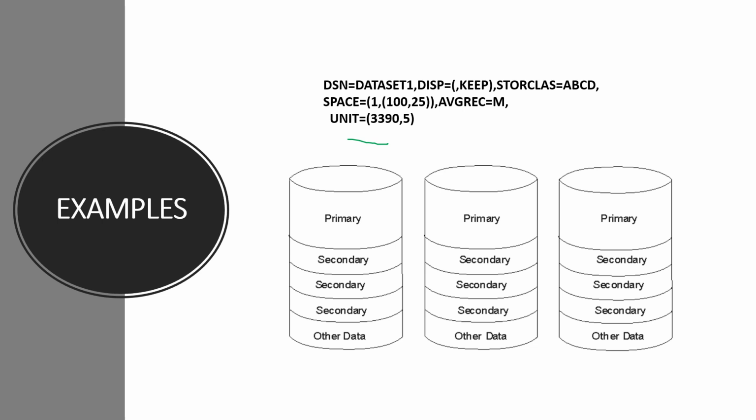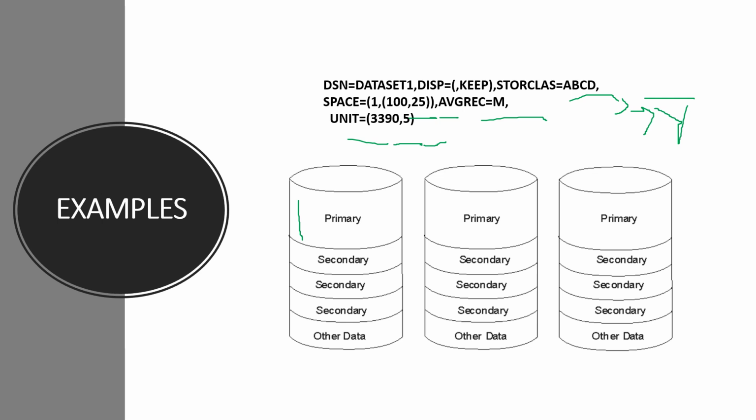In this example, as I told you, you need 3390 type of disk, you need 5 volumes, and I have given the average record unit as M, which says MB. So first it will create 100 MB of space here, then for the secondary it will take 25 MB. But the storage class should be given, and as I told you, the guaranteed space should be equal to yes. If the guaranteed space is not yes for this storage class, then you cannot create it as multi-volume.